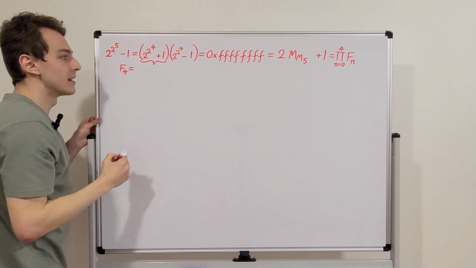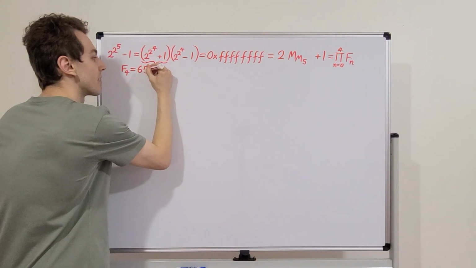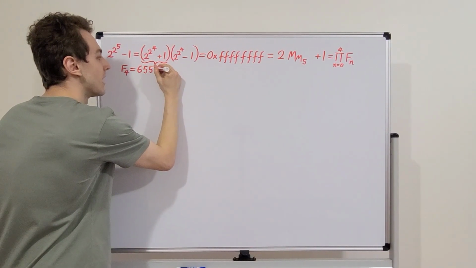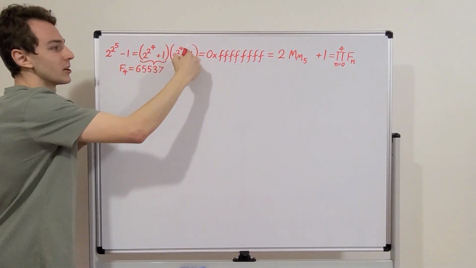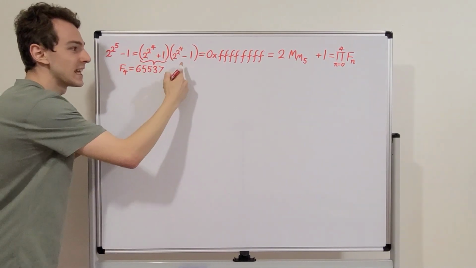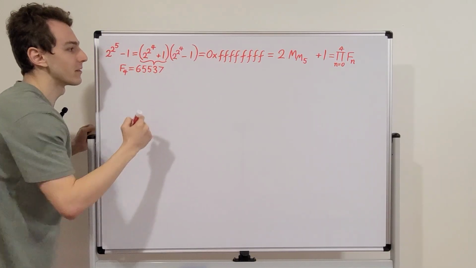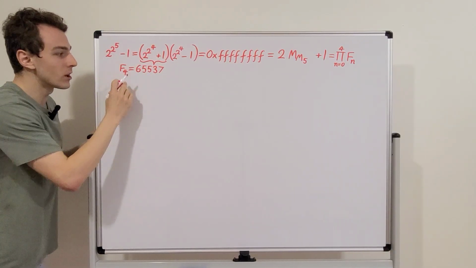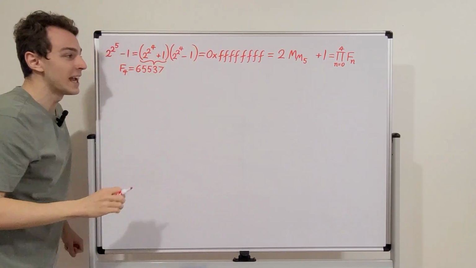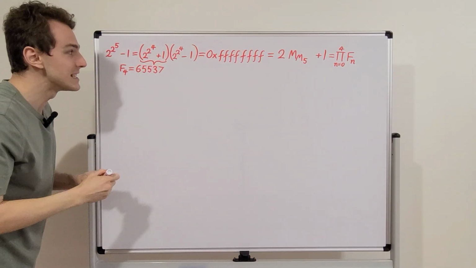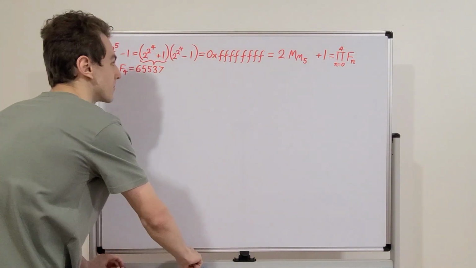And we can write it in base 10 notation. This is 65,537. And this other factor over here, that is 2 less. So it is 65,535. So F sub 4 is a prime number. But this other factor over here with a minus sign, it is not a prime number. We can actually continue this pattern and we can continue the factorization process.